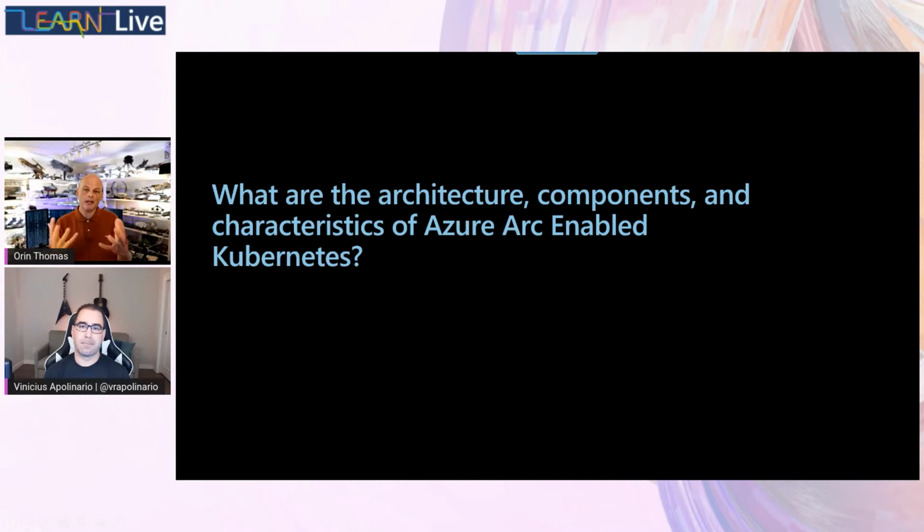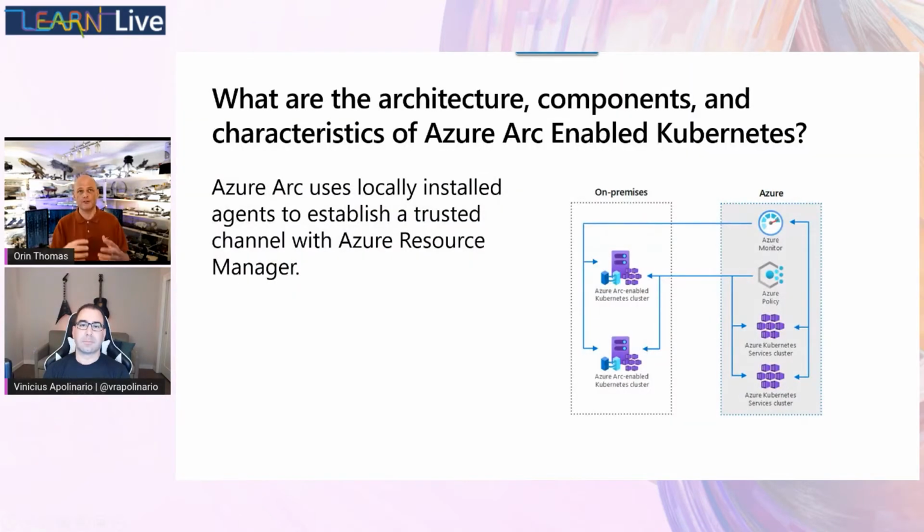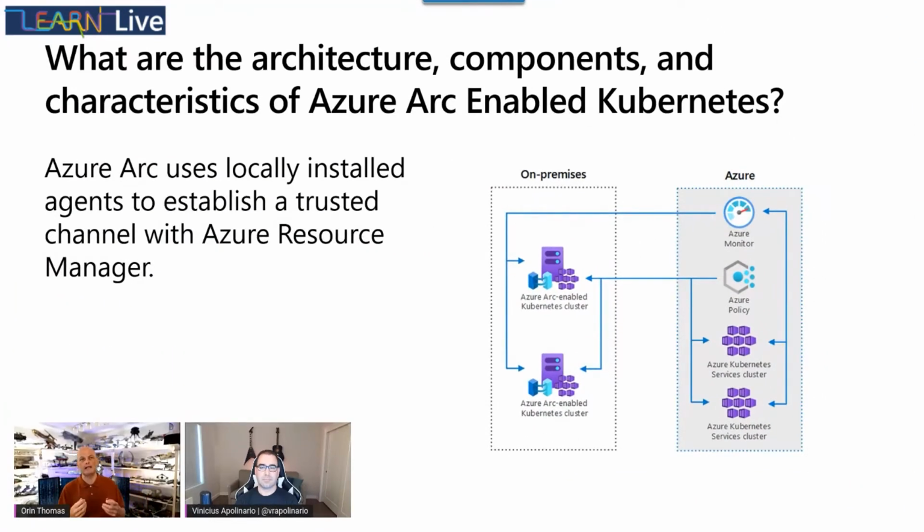Okay, so now we're going to talk about what the architectural components are of Azure Arc enabled Kubernetes. Next slide. So here we've got a bit of a diagram. And what we're talking about here is you can see partially here we've got an on-premises location, and then we've got an Azure location. Now, Vinicius has given us a really good introduction and a high-level overview of what the benefit of Azure Arc is and what's going on with Azure Arc.